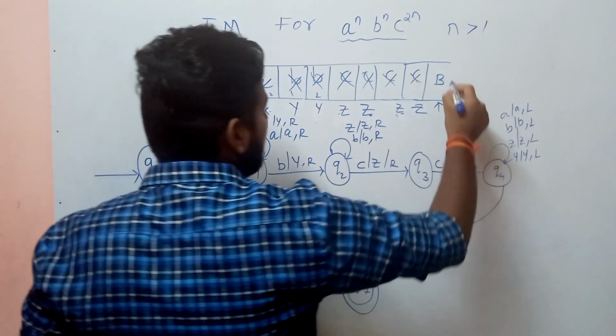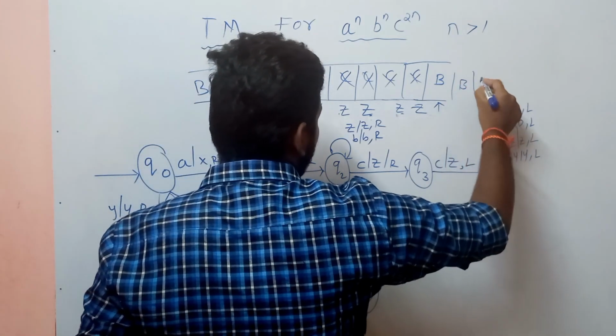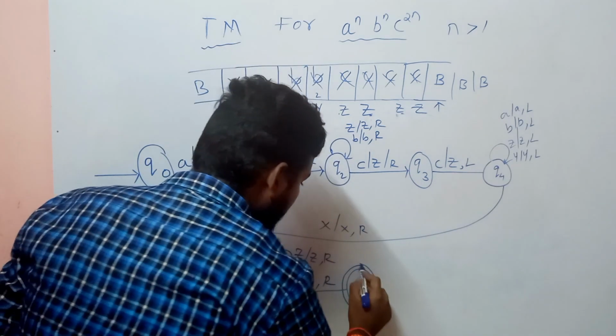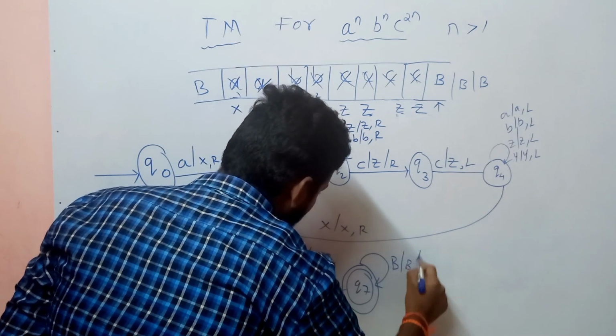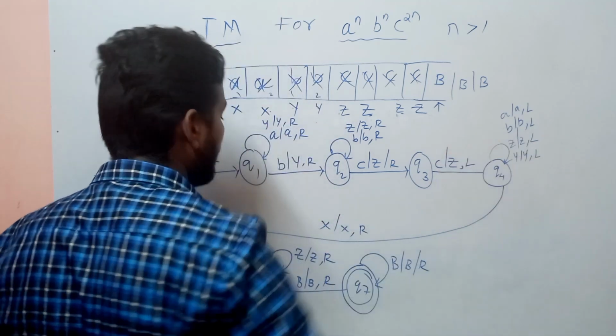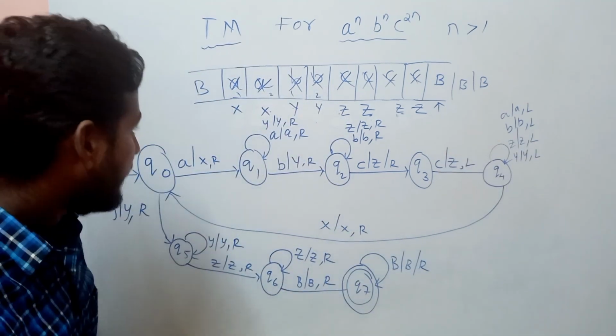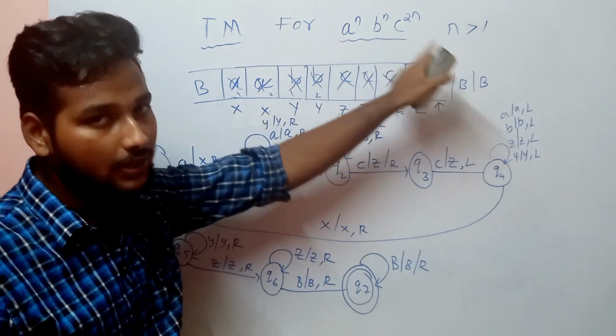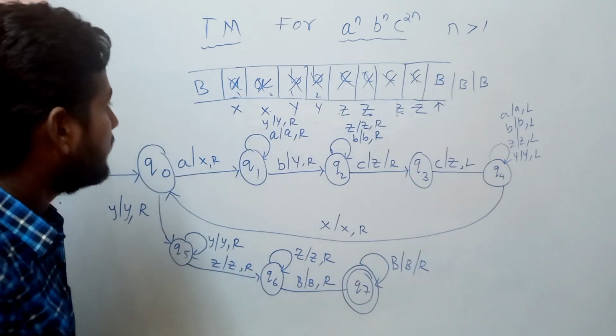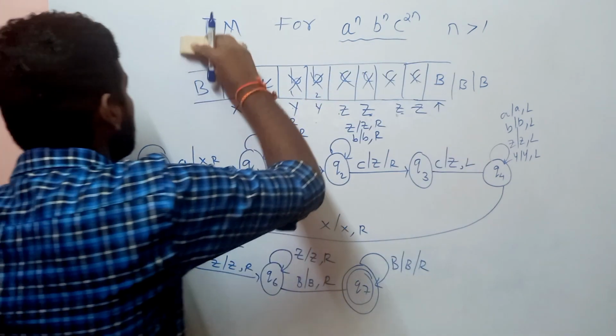In the input, many blanks are possible. For this, put a self loop, blank remains as blank and moves in the direction R. This is the final state. This is the Turing machine for A power n, B power n, C power 2n. Then we write the transition functions.